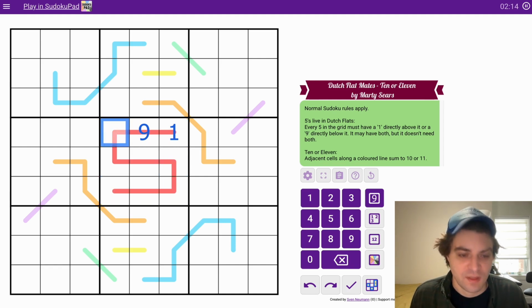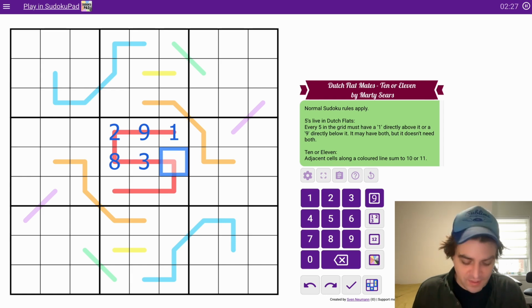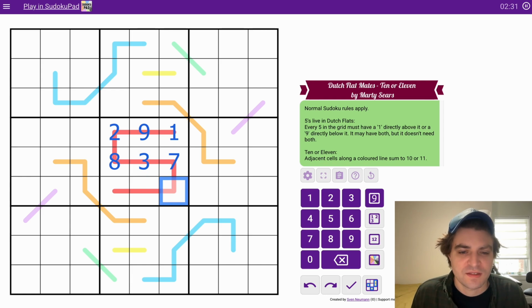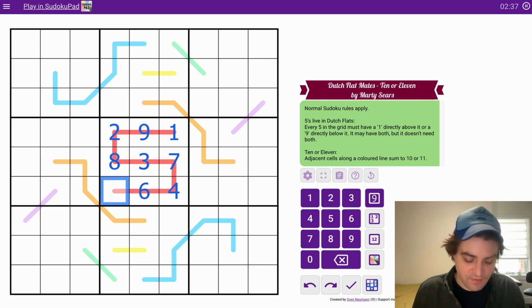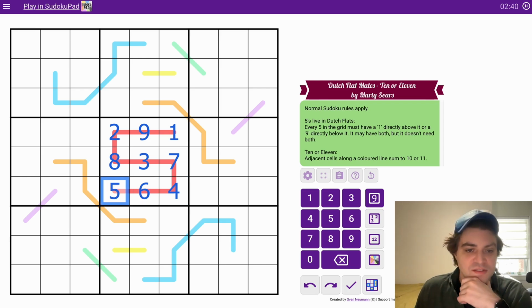So 1, 9, then maybe 2, so we add to 11. Now this needs to add to 10, so we're going to need an 8 there because we can't use another 9. Then this would need to add to 11, so there'd be a 3. Then 3 can't add to 11 anymore. We would need a 7 here, something like this. And then a 7 would have to pair with a 4, and then a 4 would need 6, and then a 5. Yes, okay, so 1s and 5s need to be on the ends of this line.